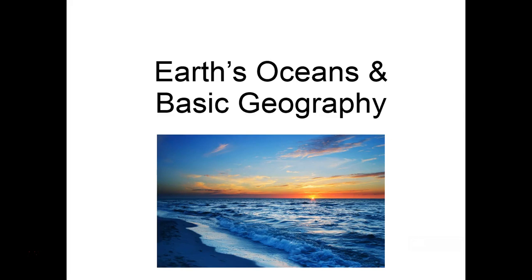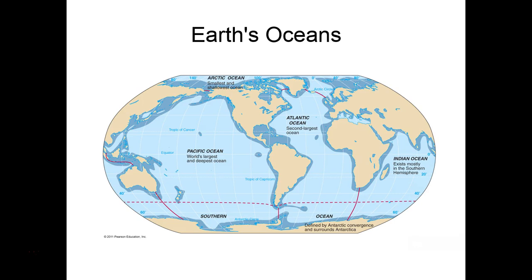This video is going to teach us about the different oceans on our planet, and we'll also go over a little bit of basic geography. Okay, so this map is showing Earth's oceans. Starting in the north, we have the Arctic Ocean, and then we have the Pacific Ocean, the Atlantic Ocean, the Indian Ocean, and the Southern Ocean.